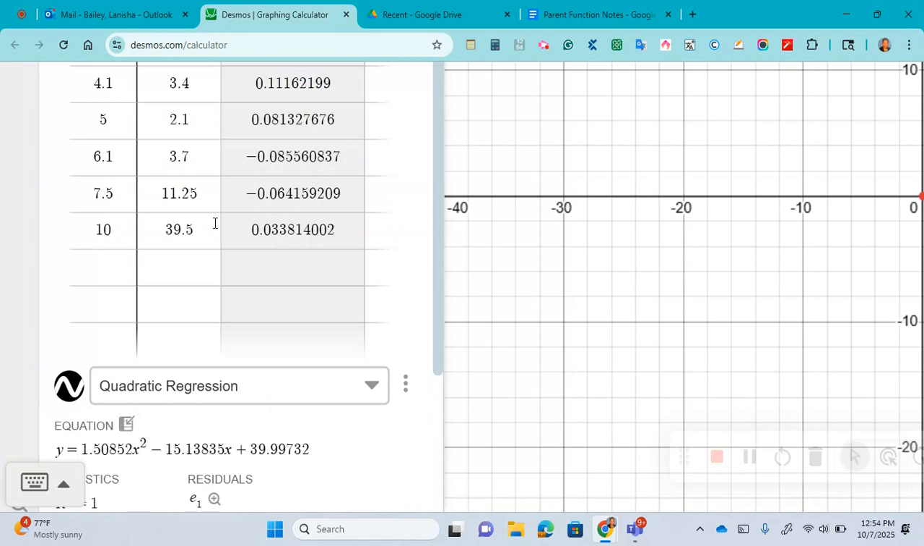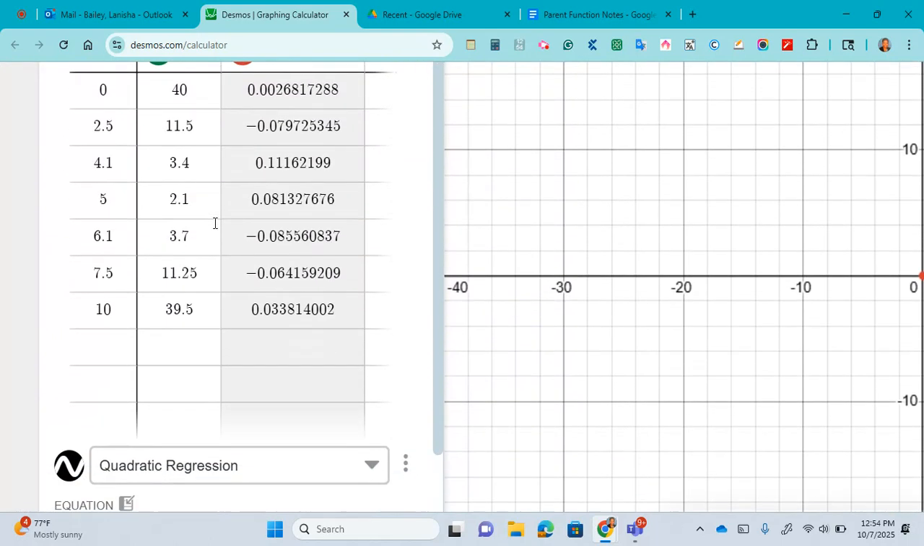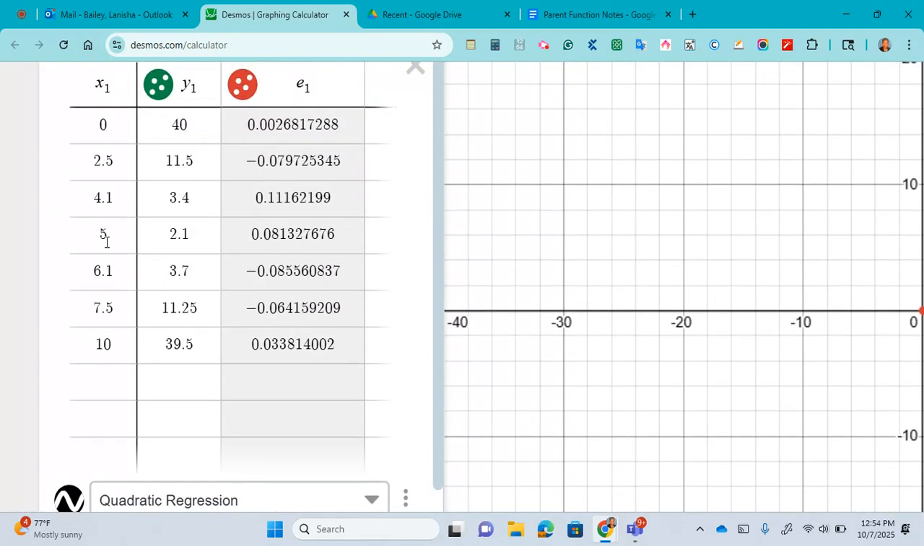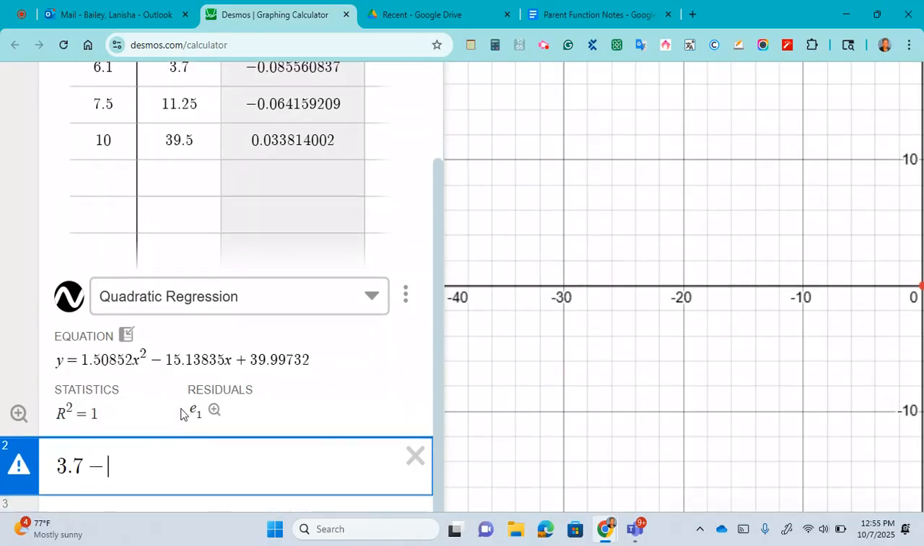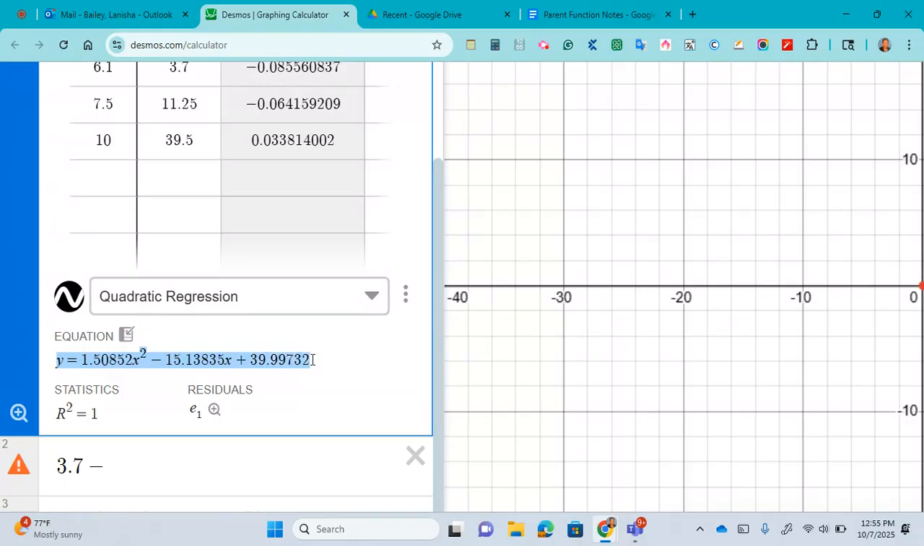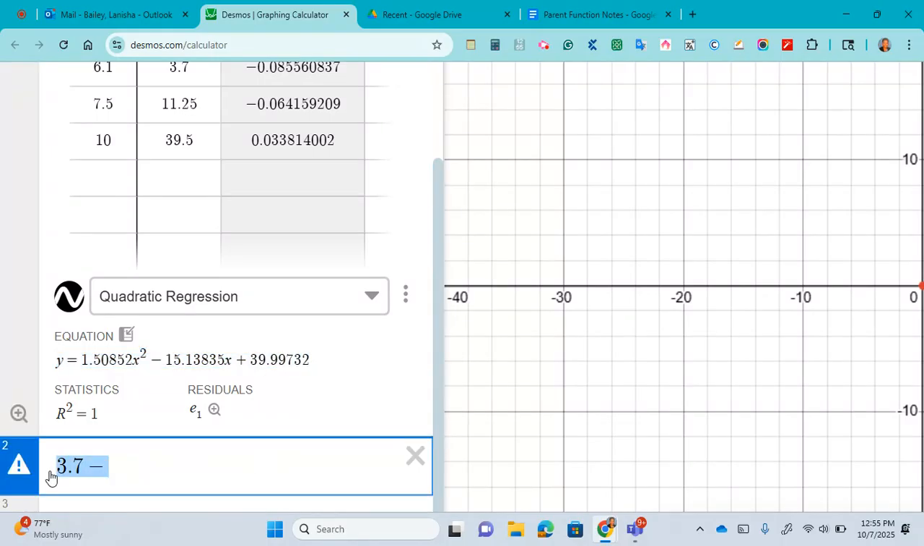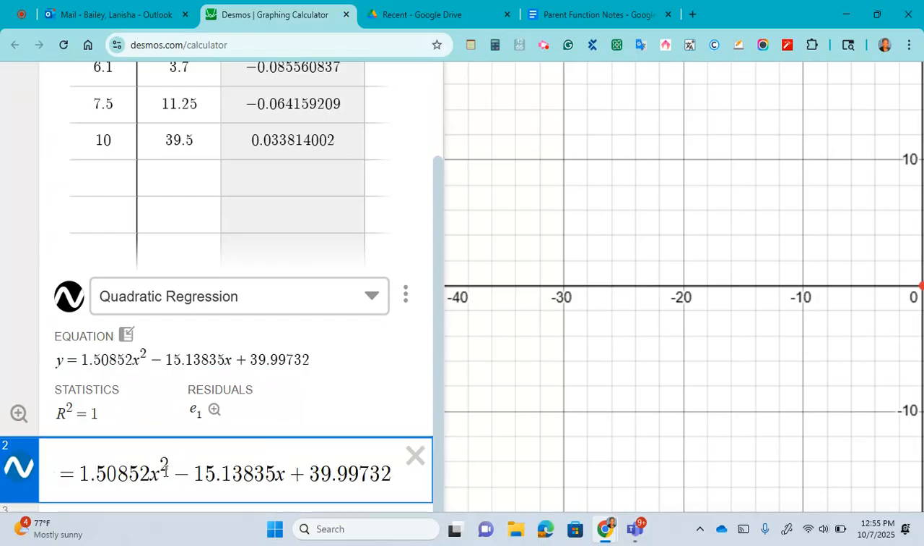Right, when my X is 6.1, my Y is 3.7. So that's 3.7 minus the predicted value. I'm going to plug in using this equation, replacing my X values with 6.1.